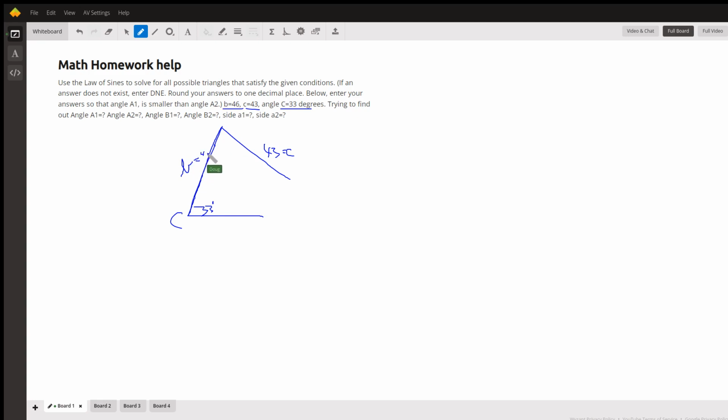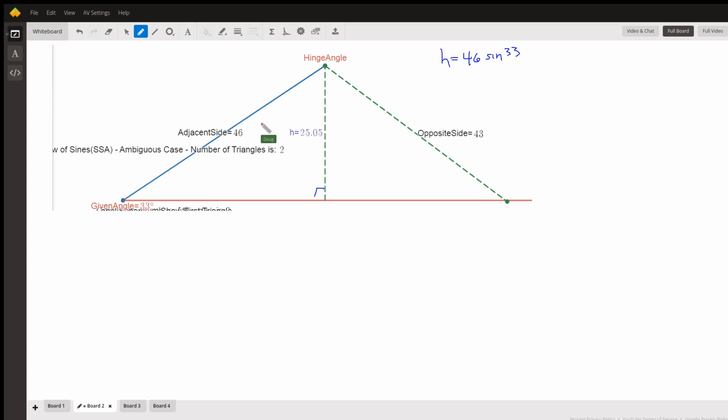Now the question is, how do we find out if there's 0, 1, or 2 triangles? And the key is to determine the length of that altitude and compare this side opposite with the length of that altitude. So let's go to board 2.